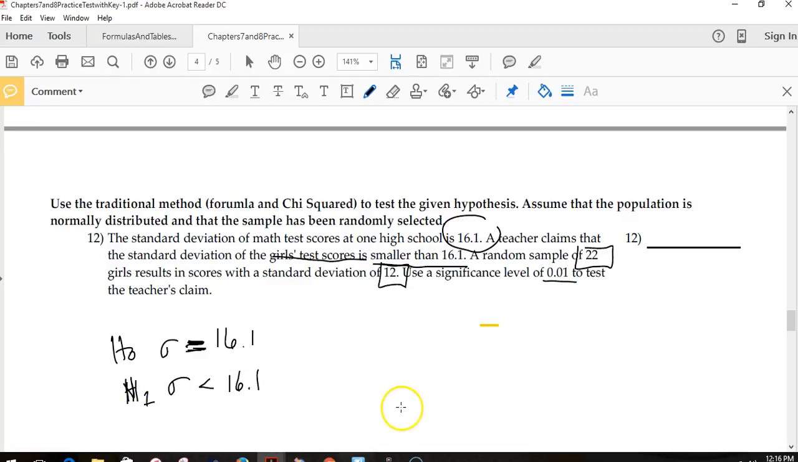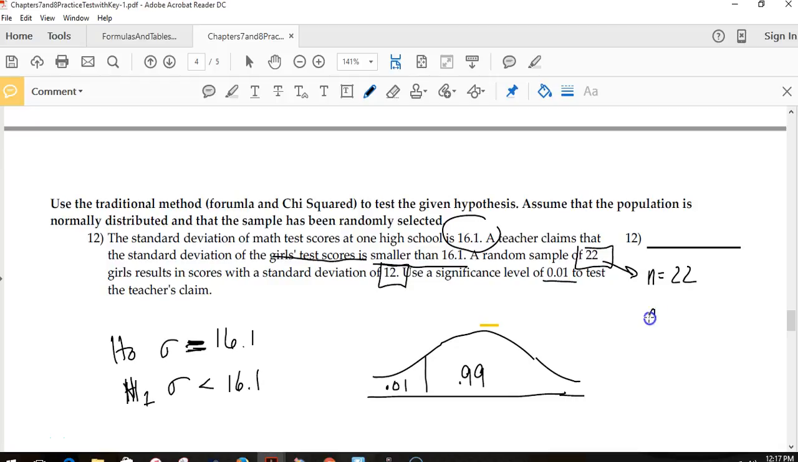Now I'm going to need a test statistic. And since I'm doing this the traditional way, I'm going to need those critical values. It's a one-tailed test. We're only worried about the low end because it's a less than. There's a 0.01 in that area to the left, which leaves a 0.99 to the right, which for chi values is important. So if I have 22 girls in my sample set, DF must be 21. And I need, where do I put up the wall? What chi-value location do I put up the wall that gives me an area to the right of a 0.99?